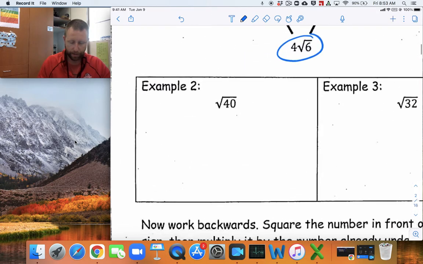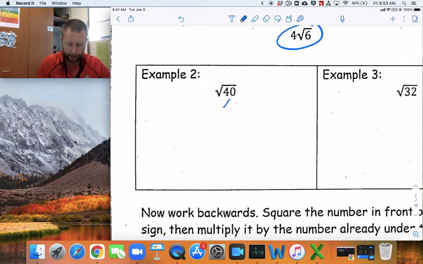So I'm going to break this one down into its factors. So this is radical 4 times, now what would I have to multiply 4 by to get it to equal 40? Well, it's 10. So it's radical 4 times radical 10. And then we can do the square root of 4. The square root of 4 is 2.